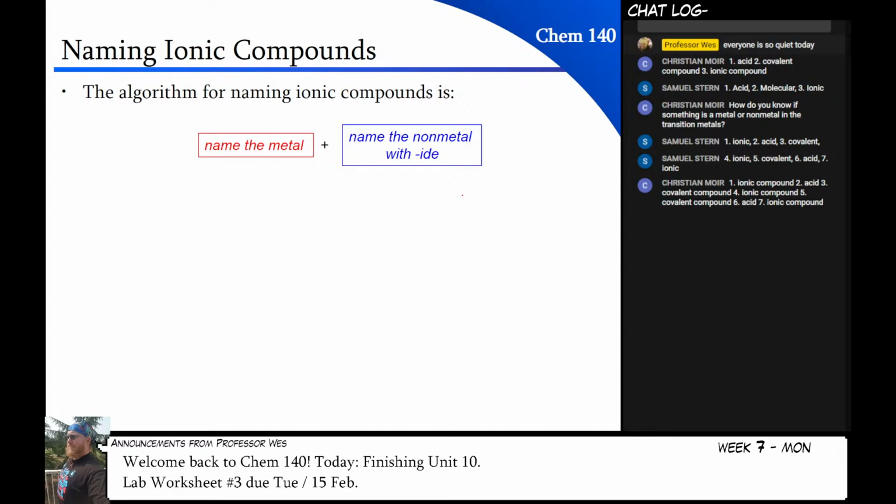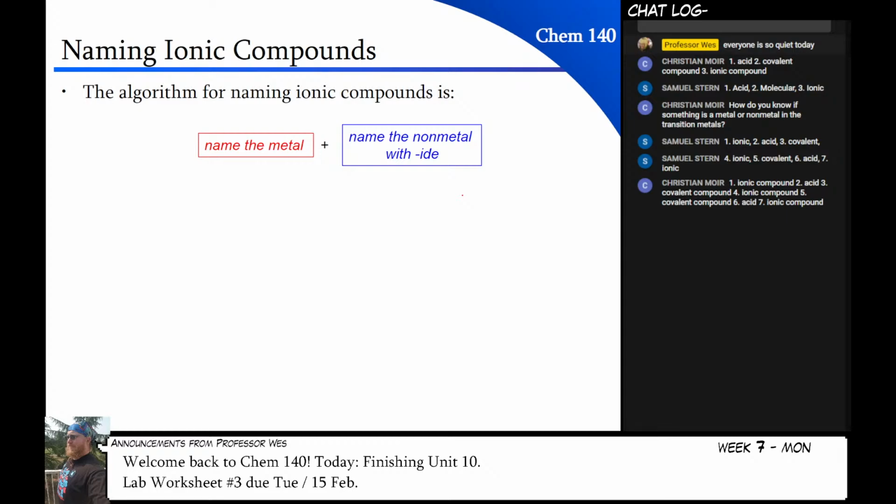For naming the non-metal with "ide," you're going to append "ide" to the end of the element so that it sounds nice. What do I mean by it sounds nice? We have a systematic way of chopping off letters and adding "ide" to things. So you might have heard of chloride versus chlorine. What's the difference? We're going to talk about that.